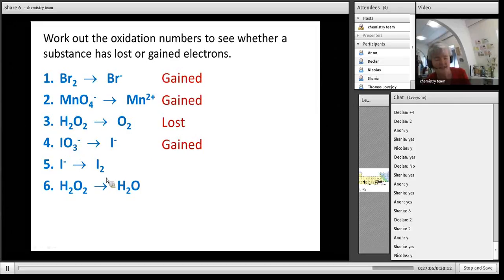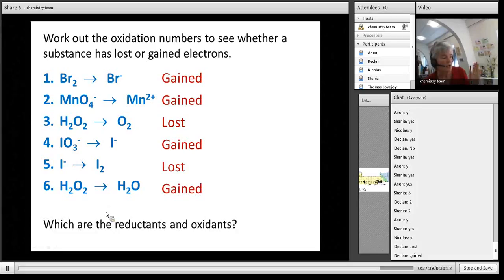Iodide to iodine, that's fairly straightforward. Who would like to have a go? Has it gained or lost electrons? It's lost, because I've gone from -1 to 0. And here I'm going from H2O2 to H2O. Has it gained or lost? It's gained, because it's gone from -1 in a peroxide to -2 for oxygen in a compound.